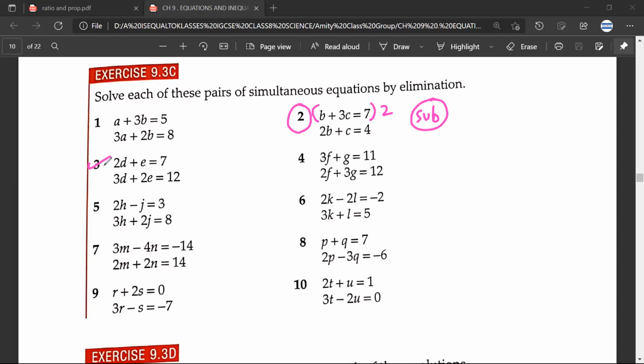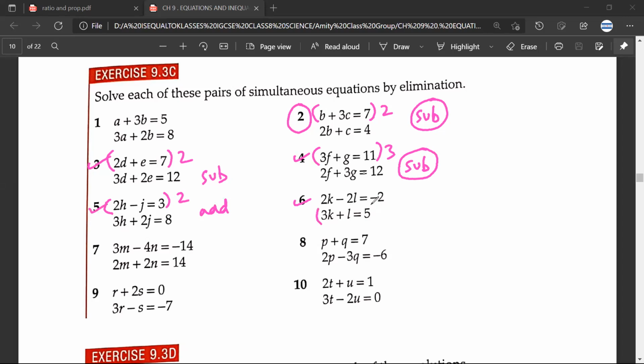Question number 3, which process will you follow? So we'll multiply the first equation by 2, and then subtraction. Shabash. Question number 4, then we will multiply the first equation by 3, subtraction. Shabash. Then we'll multiply the first equation by 2, addition. Shabash. Very nice. Then we'll multiply the second equation by 2.